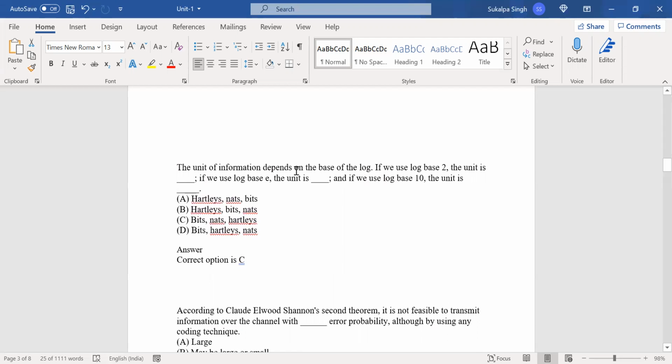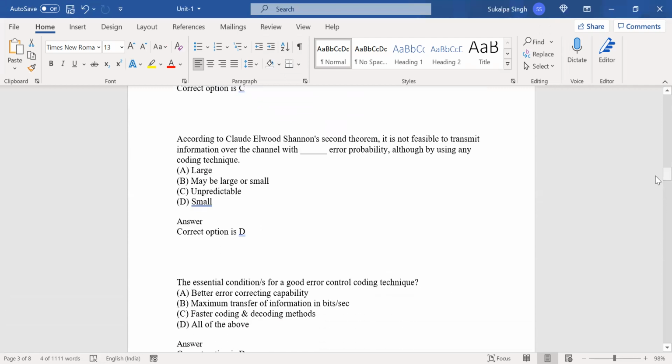The next question is, the unit of information depends upon the base of the log. If we use log base 2, the unit is dash, meaning it is basically asking for the unit. You know very well that for base 2, the unit will be bits, and when we use e, then it is nat. So definitely here, you only find this particular option where these two are correct. If you're not aware of Hartleys, then definitely this is the only combination. Okay, bit, nat and Hartleys, so this will be the only correct answer. So this is the way to remember. Okay, just focus on the way I'm discussing to remember.